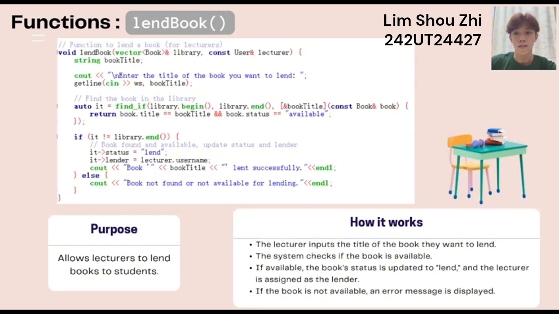Okay. Next one is the lend book function. The purpose of this function is to allow lecturers to lend books to students. So the lecturer will input the title of the book they want to lend, and the system will check whether the book is available. If the book is available, the status will show as lent, and the lecturer is assigned as the lender. If the book is not available, an error message will be displayed.